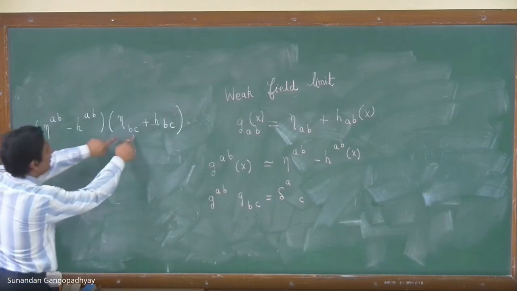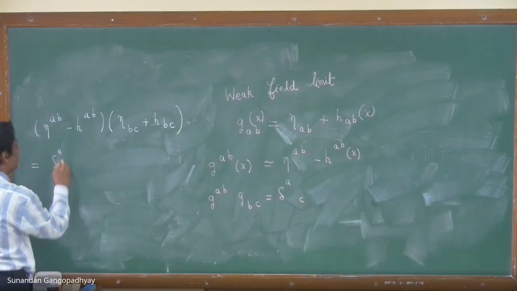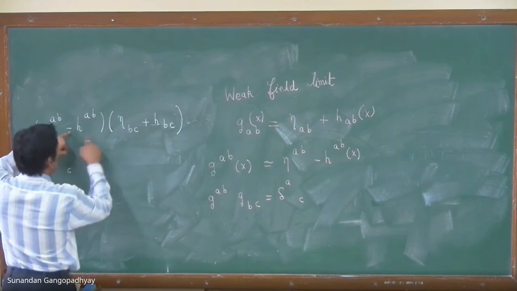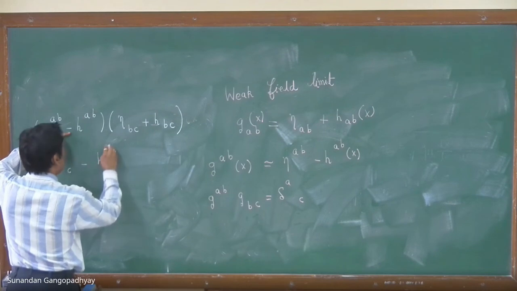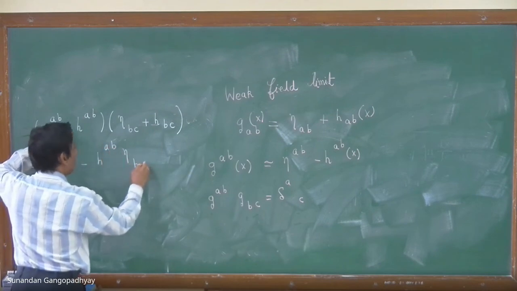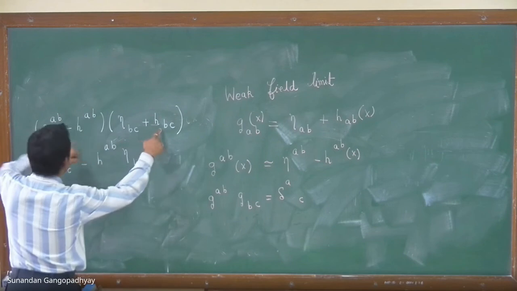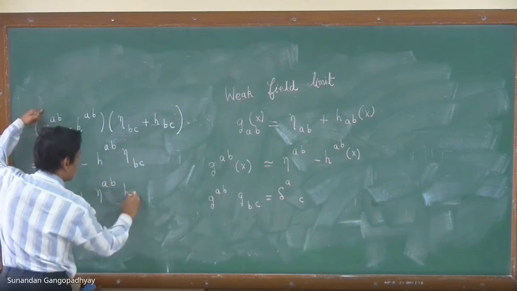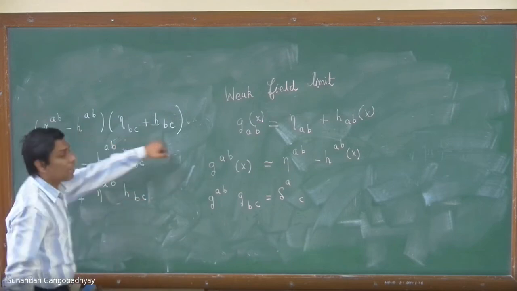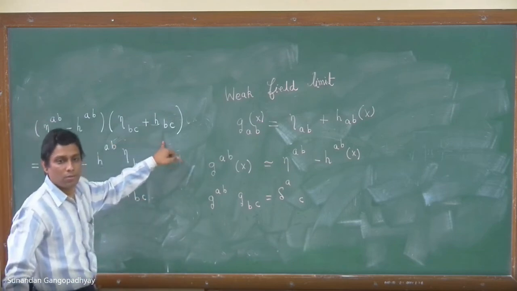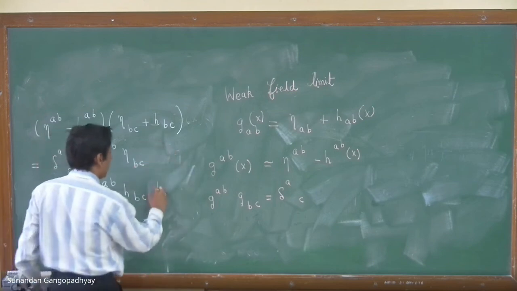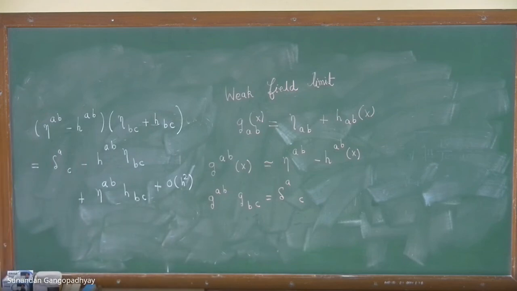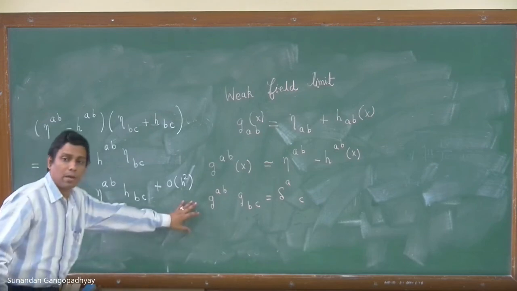Theta_AB into theta_BC, that is delta_AC, the first term. This multiplied by this, the second term is minus H_AB theta_BC. Third term is this multiplied by this, which is theta_AB H_BC. The fourth term is order of H squared. So we are not keeping terms up to order H squared. This expression is accurate up to order H, so we shall neglect all terms of order H squared.